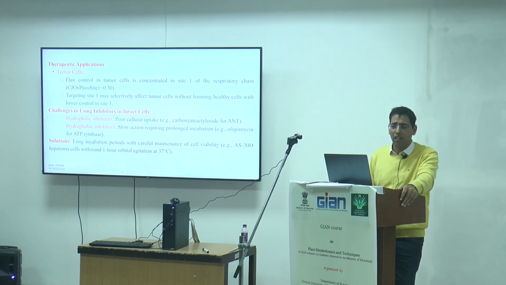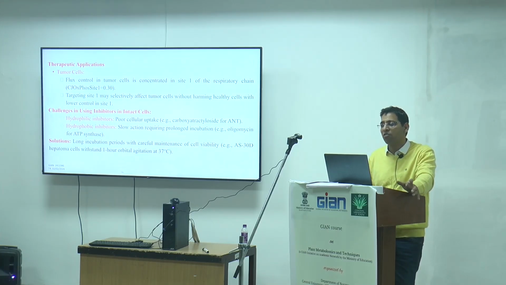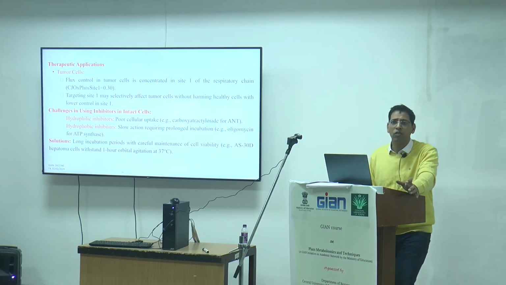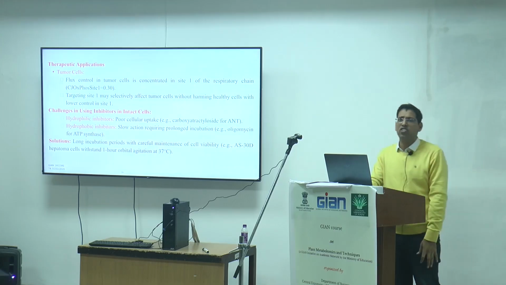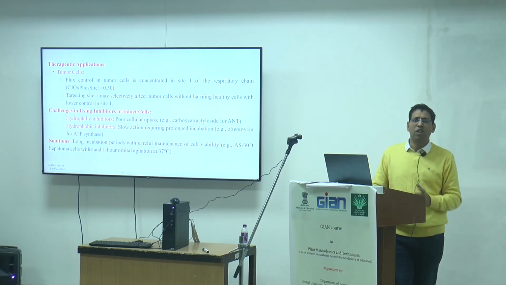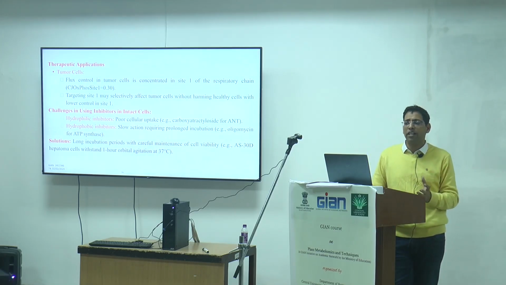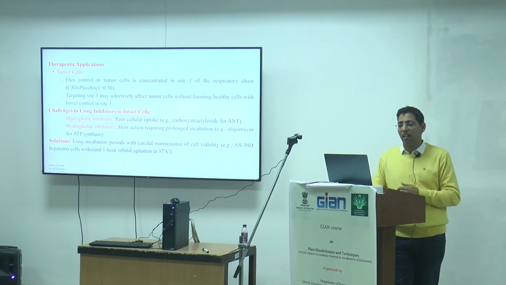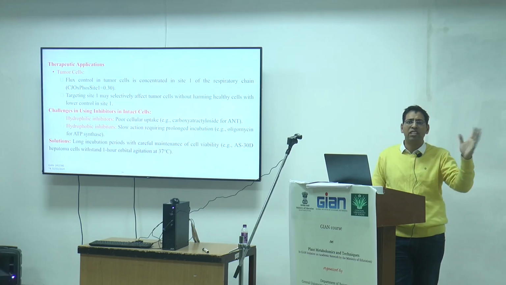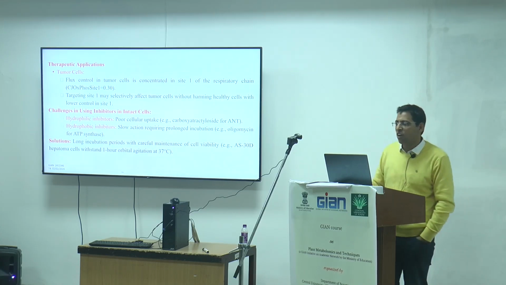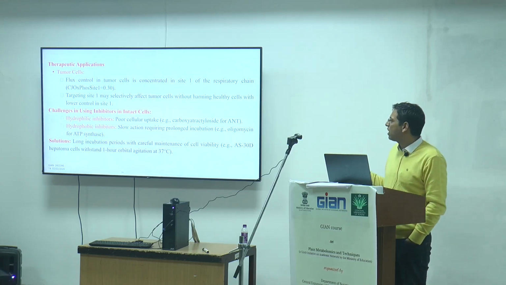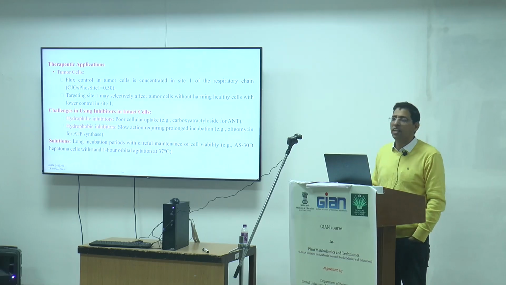So tumor cell. Flux control in the tumor cell is concentrated in site 1 of the respiratory chain. So if you go and look at the respiratory chain, this oxidative phosphorylation, the formation of ATP, it is very high, 0.3, and targeting site 1, this is site 1. There are so many sites where this oxidative phosphorylation is carried out. So they target site 1. Site 1 is very selective, affecting tumor cells without harming healthy cells with lower control in site 1.